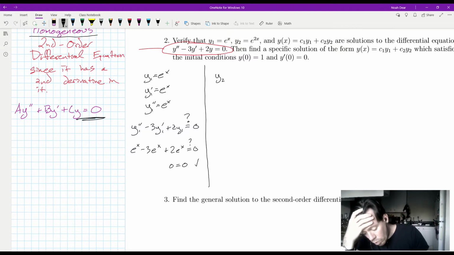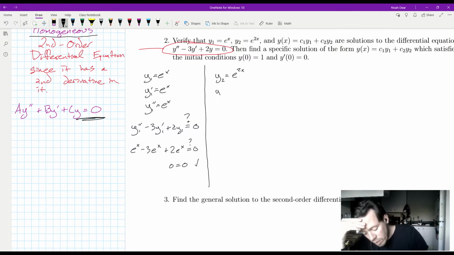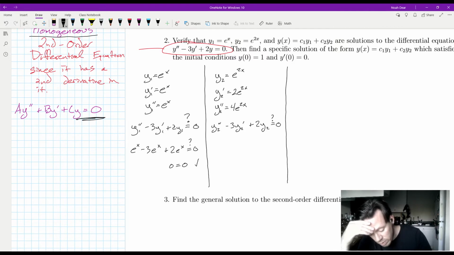Now, y2 equals e to the 2x. We want to check if this is a solution. When we take derivatives here, we get y2 prime equals 2e to the 2x, and y2 double prime equals 4e to the 2x. We take these and plug them into the differential equation, y2 double prime minus 3y2 prime plus 2y2, and we ask, does that end up equaling 0? If it does, then we have a solution.